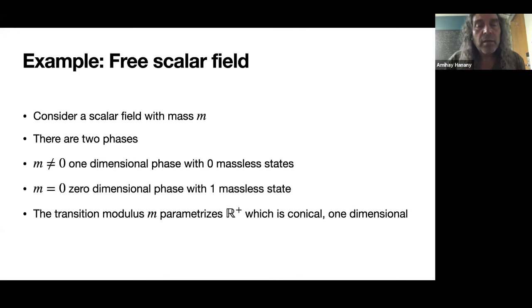The mass is a parameter of R plus, and therefore we say that the transition modulus M is parameterizing the cone R plus, which is one dimensional. Okay, so the reason I chose this example is just to demonstrate that the notion of partial order exists not only for symplectic singularities, it is there for any theory, whether supersymmetric or not. The great advantage that we have when we deal with symplectic singularities is that we can use the geometry and the structure of these spaces in order to extract much more information than we would be able to do in the non-supersymmetric case.